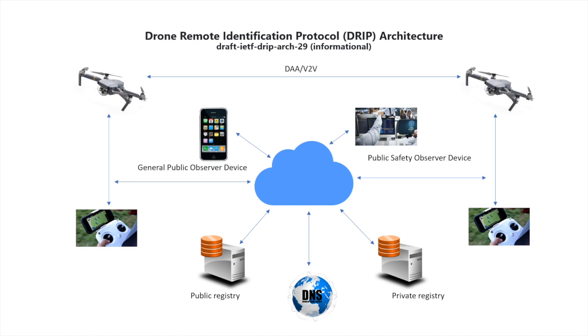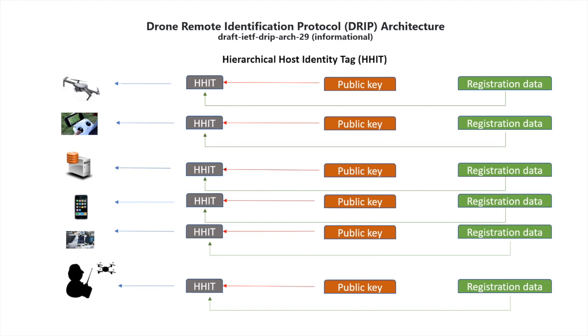The core concept in the architecture is the hierarchical host identity tag, hierarchical HIT in short. Hierarchical HIT is an entity identifier in the drone remote ID protocol. It means that drones, operators, registries, and other parties participating in Internet communication can use a hierarchical HIT as their identity.